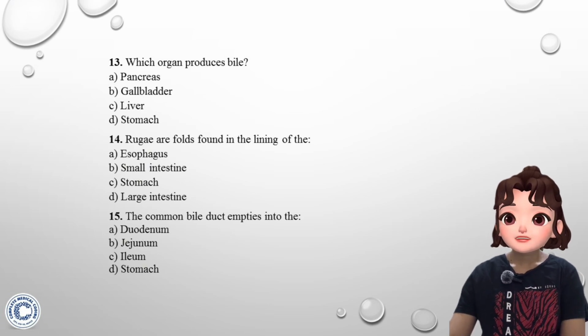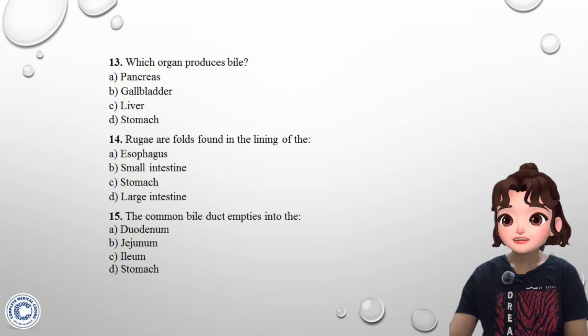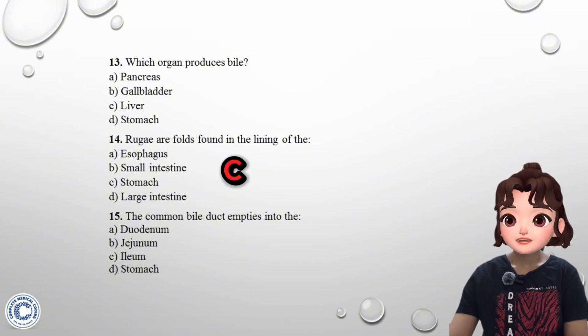14th question. Rugae are folds found in the lining of which part? Rugae are folds found in the lining of the esophagus, small intestine, stomach, large intestine. What is the answer? Stomach. Option C, stomach is the answer.